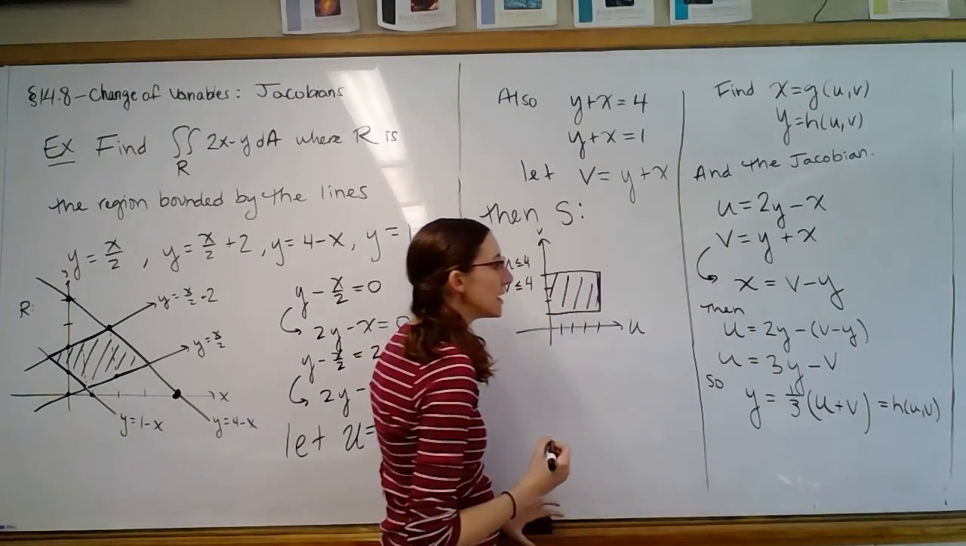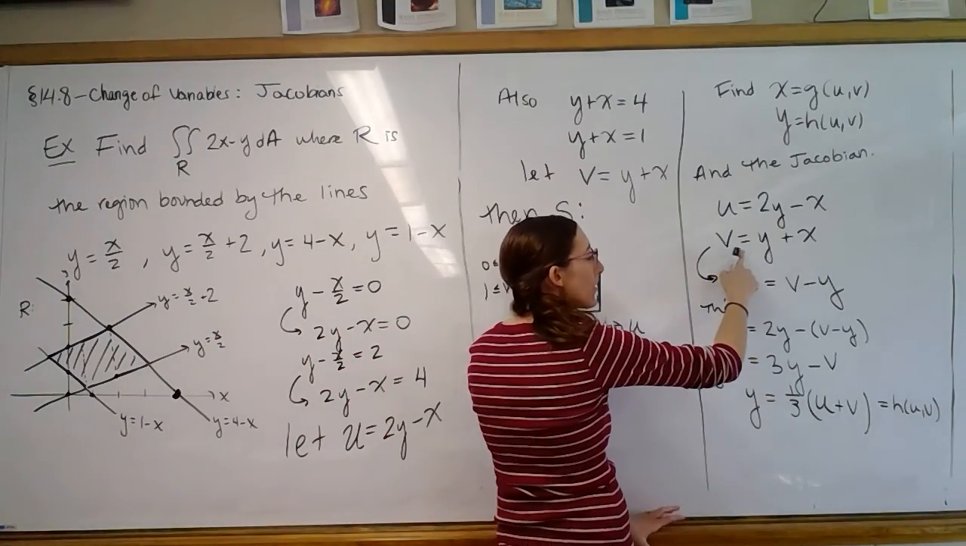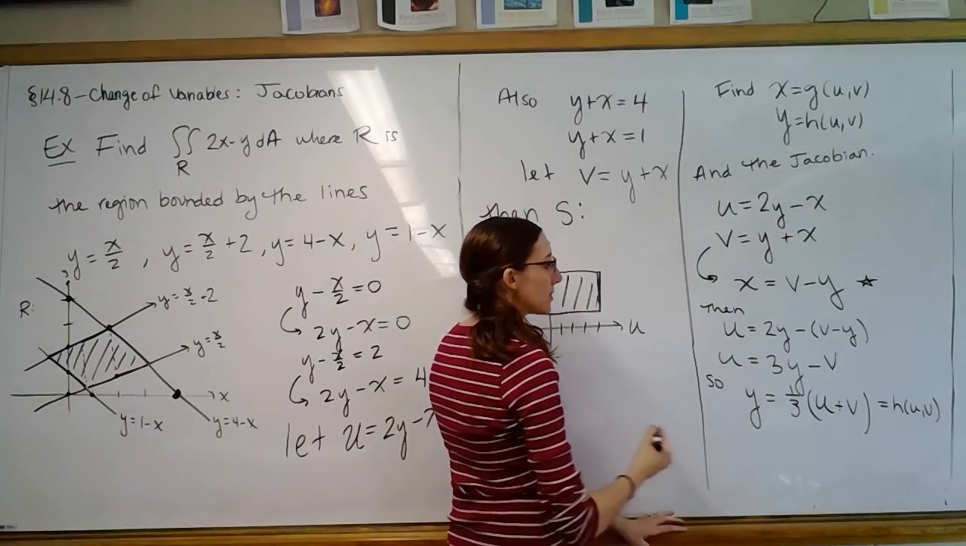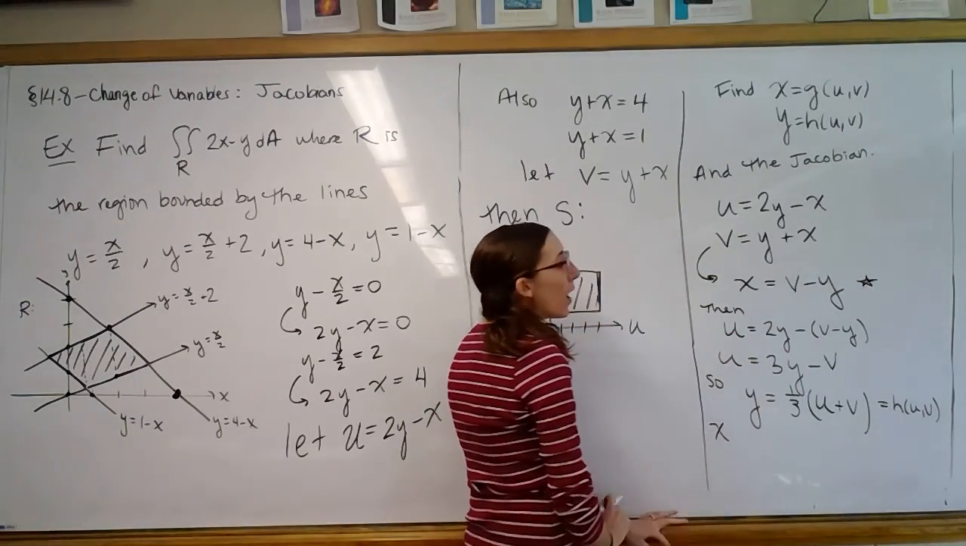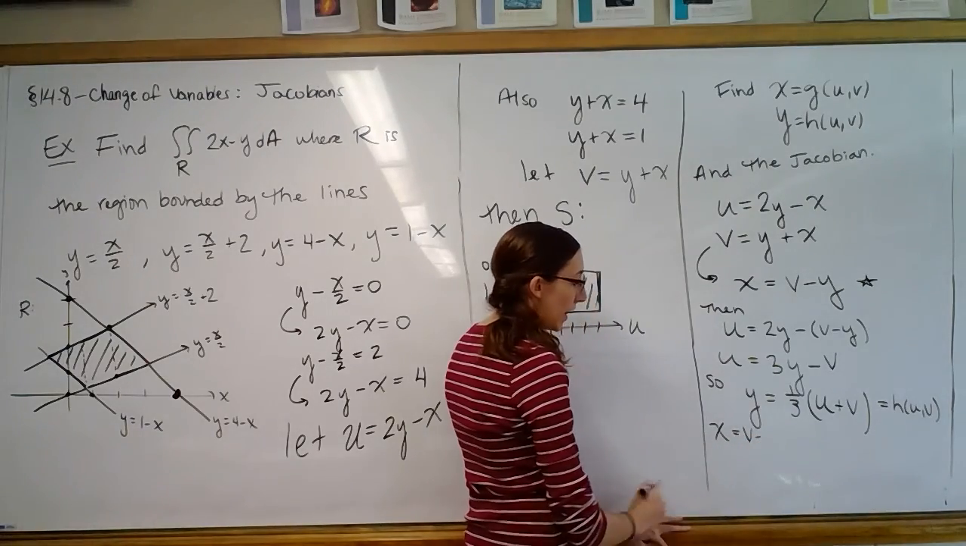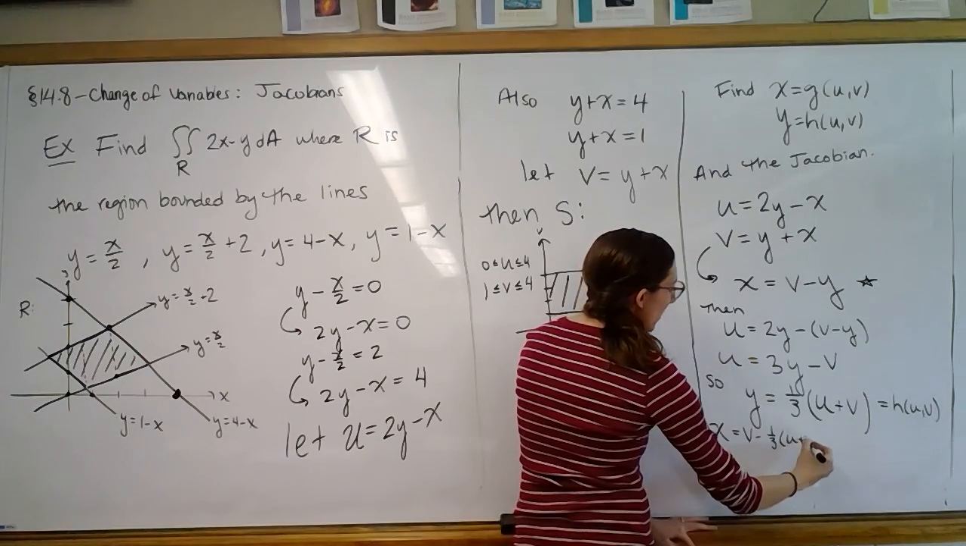So then we still need x. Well, now we could use either the other function, or we could use the one that we already solved for x, because now I know y. So then x is v minus y, which is v minus 1/3 u plus v.